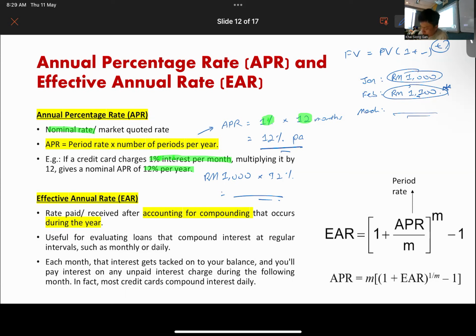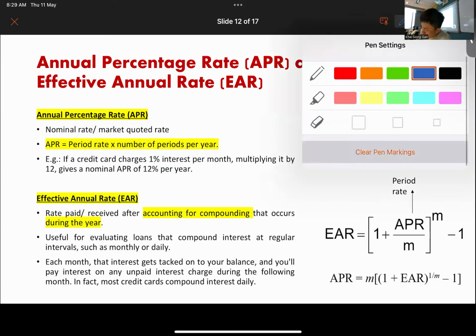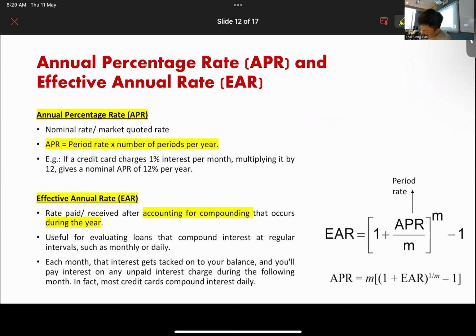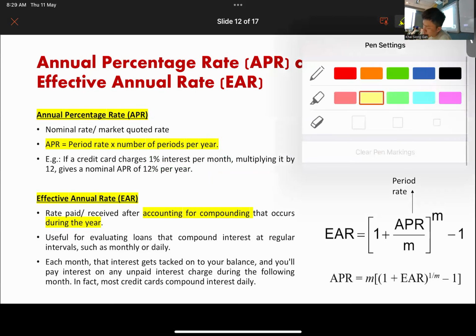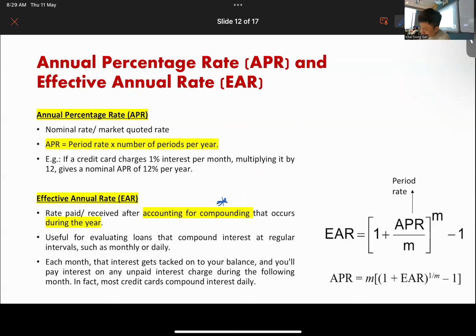Okay, so therefore now we have EAR. So what is EAR then? We talk about the rate that is being paid or received after accounting for the compounding effect that occurs during the year. So the keyword here is that we take into account the compounding effect. Each month, the interest gets tagged onto your balance, so you will pay interest on any unpaid interest charge during the following month. This is the compounding effect I'm talking about.